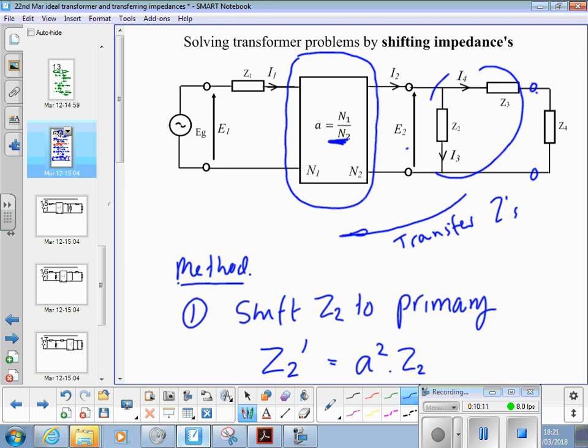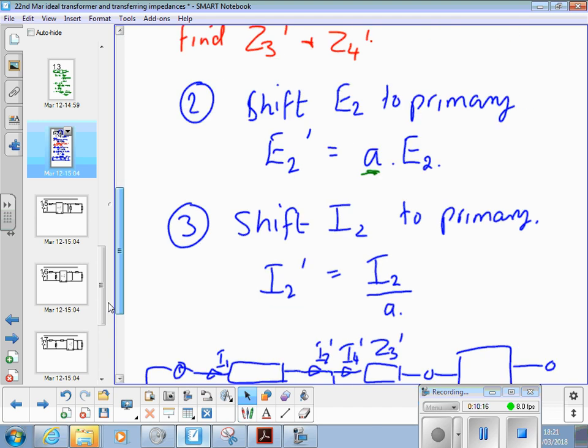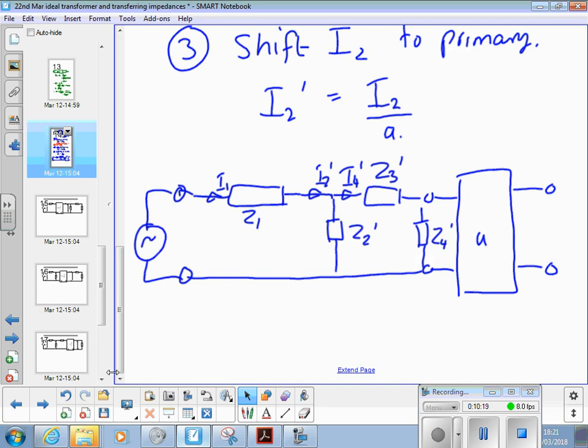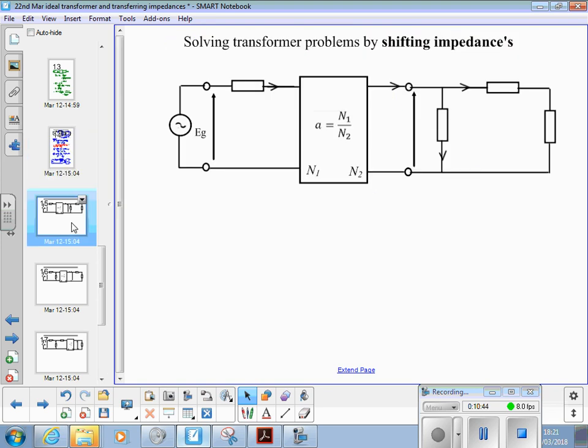So that transferring allows us a method of analysing, because we get everything on one side and then that becomes a simple parallel resistor or impedance network for us to analyse. But they might be inductors and resistors eventually, which is a little bit more complex and requires complex arithmetic, but the method is still the same. So, if we look at how the method works, okay?